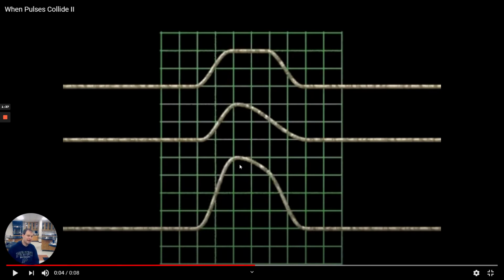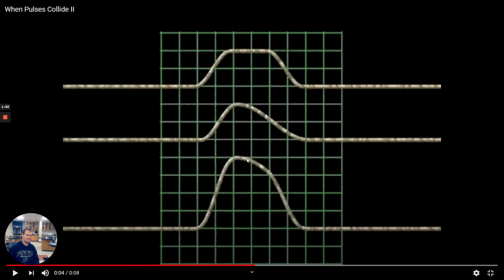This increases the amplitude of the wave in something called constructive interference. Interference happens anytime two waves meet. Constructive interference happens when the two waves meet and combine to make a bigger amplitude wave. That's when the waves meet.